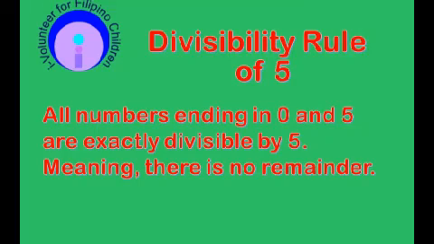Divisibility rule of 5. All numbers ending in 0 and 5 are exactly divisible by 5, meaning there is no remainder.